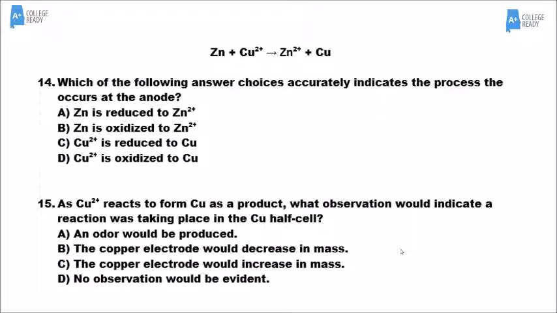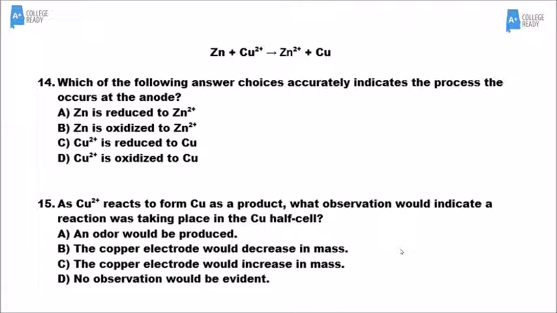For number 14, if we look at the oxidation states in the equation, zinc is going from a 0 on the reactant side to a +2 on the product side. So zinc is being oxidized, which means copper ion is being reduced. That would make both B and C seemingly correct.